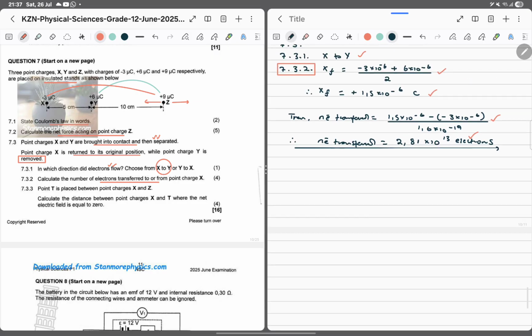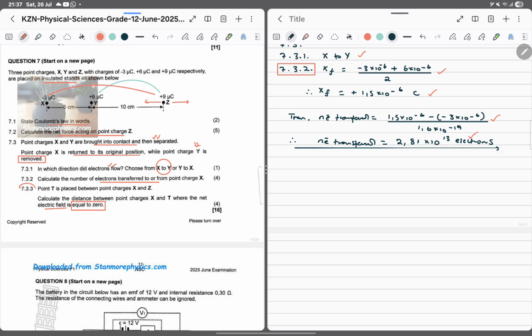Now it says point T is placed between charges X and Z. By the way, who was removed here? Y. Okay, so point T is placed between X and Z. This is after this manipulation. We need to calculate the distance between point X and Z where the net electric field is equal to 0.